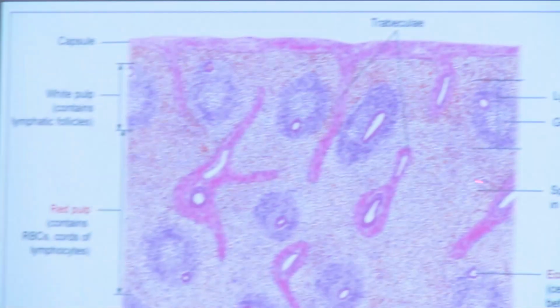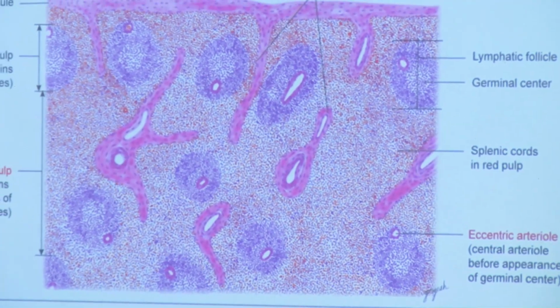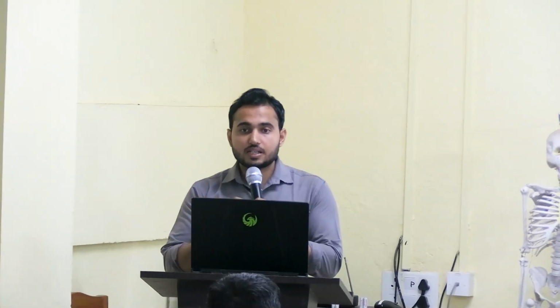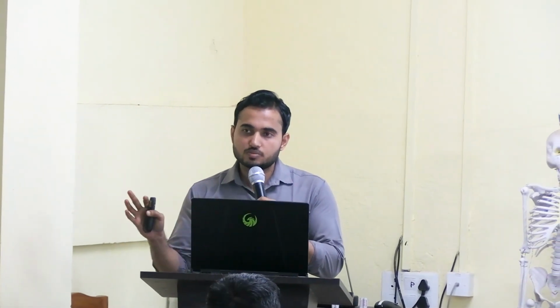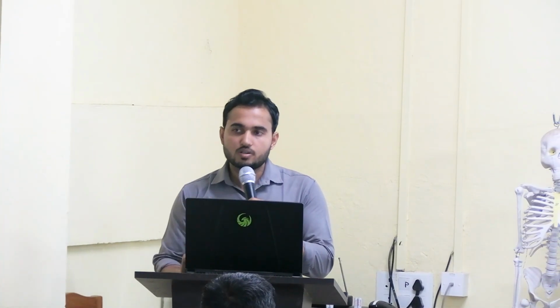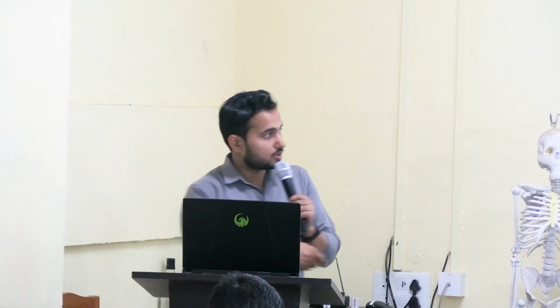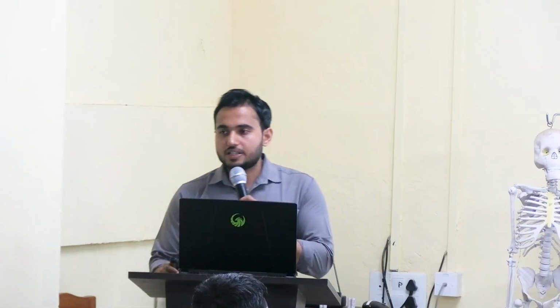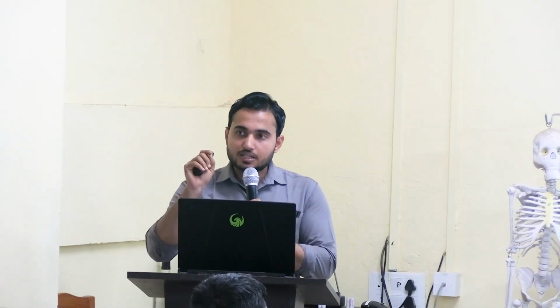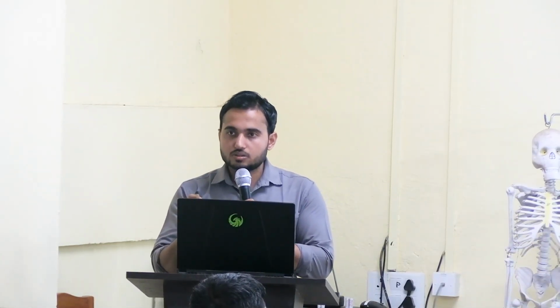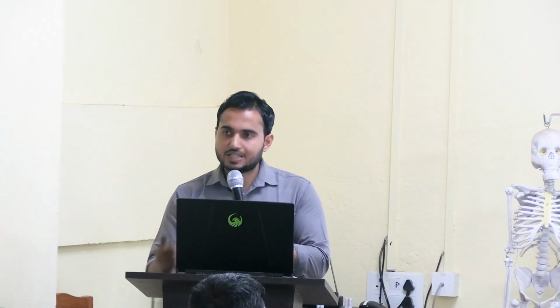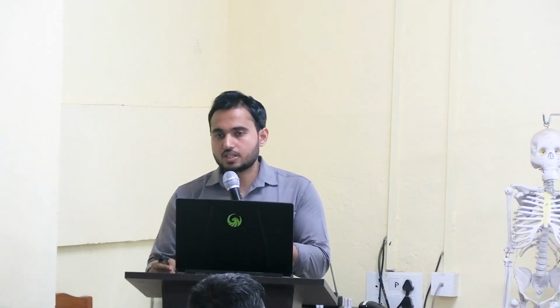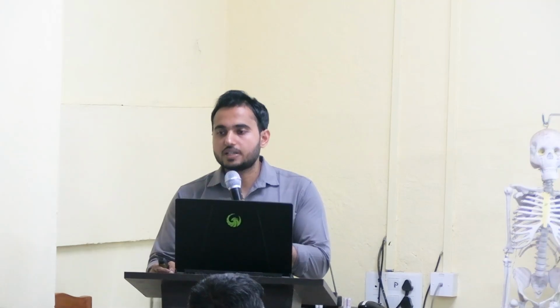Cords of Billroth mean, can you see these small dots? These are nothing but the cords of Billroth. Here different types of cells are present, and those cells are irregularly arranged. They are branching and anastomosing with each other to form the cords. In between the cords, I hope you can see small white spaces. Those are nothing but the splenic sinusoids. Now sinusoids are extremely narrow, so you cannot see them clearly under low magnification. It can be seen but not clearly. High magnification is required in order to see the splenic sinusoids.